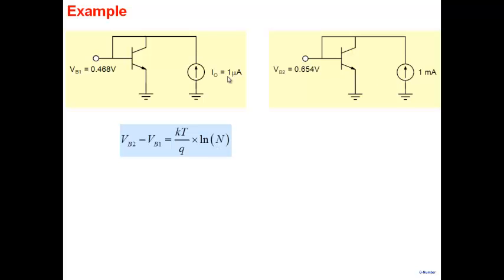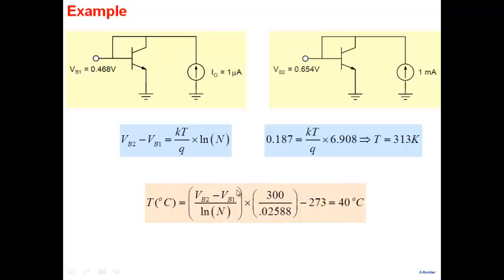What is N for us? 1000. And therefore, I can calculate the difference VB2 minus VB1, which is 0.187. And k by q, ln of 1000 is 6.908. And from there, I get a T of 313 K. And then temperature in degrees Celsius, all that I do is take all this term, subtract 273, and I get a temperature of 40 degrees Celsius.